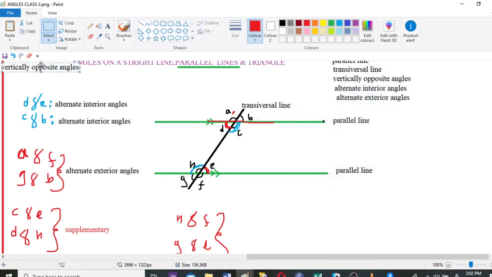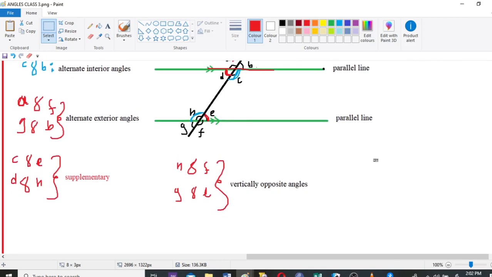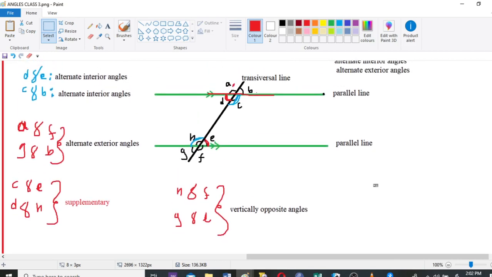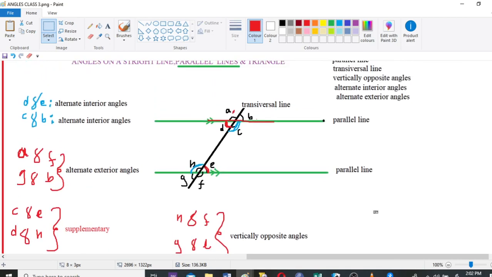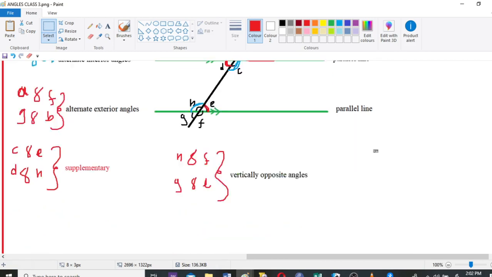Okay, so here we have it. So these are what we call vertically opposite angles. Okay, but the topic that we are about to start is you need to understand these two angles: alternate exterior angles and alternate interior angles. Okay, you really need to understand these two angle properties. Okay, so this is what I wanted us to look at.